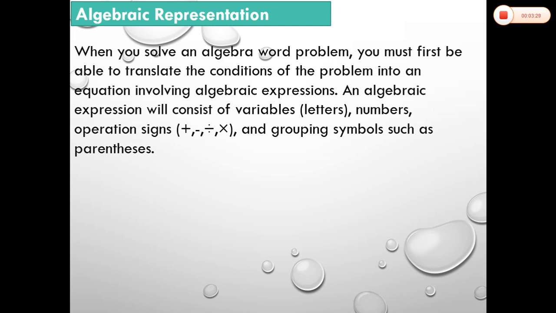Algebraic representation. When you solve an algebra word problem, you must first be able to translate the condition of the problem into an equation involving algebraic expression. An algebraic expression will consist of variables or letter-like numbers, operation signs such as addition, subtraction, division, and multiplication, and grouping symbols such as parentheses, to name a few.